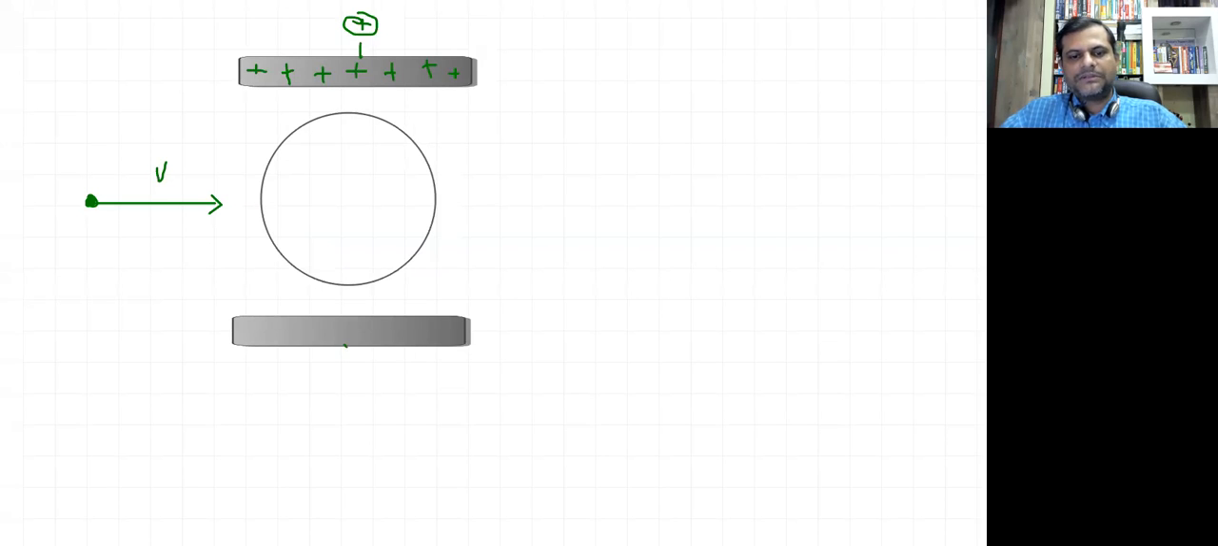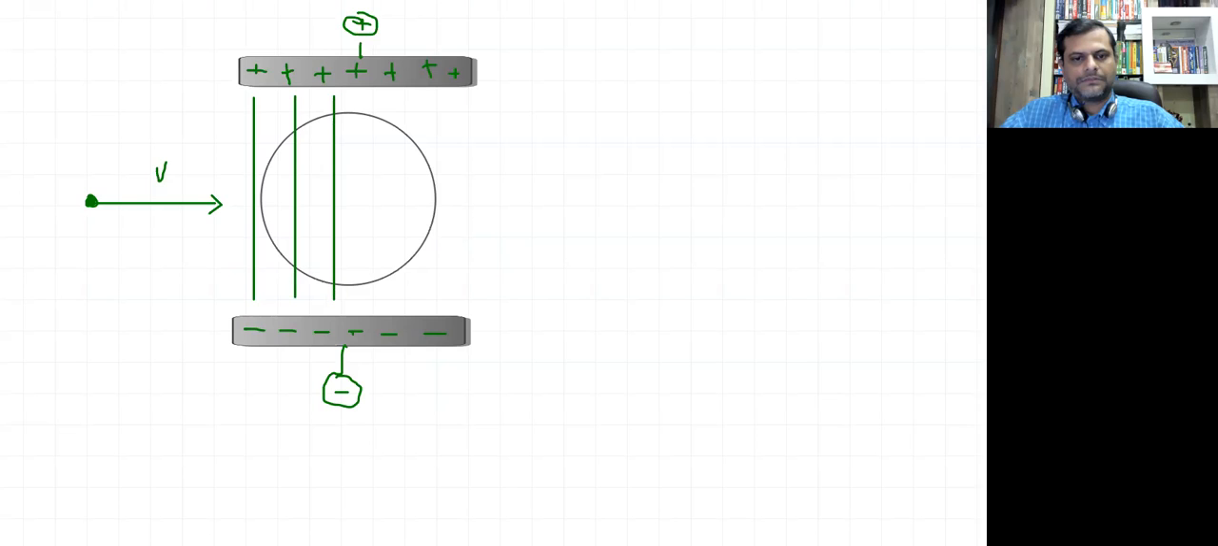And at the same time, this plate is connected to a negative terminal so that a negative charge is formed on this other plate, due to which we have a strong electric field produced here, which is directed downwards. This electric field is produced in the downward direction. These are the electric lines of force, which are directed in the downward direction.